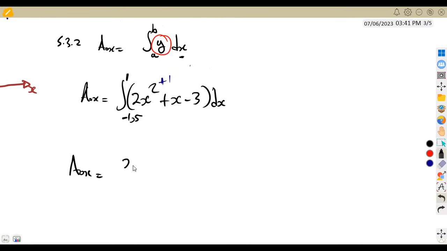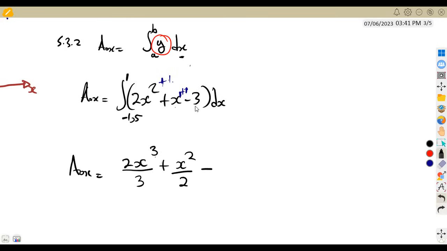So this is going to give us 2x to the exponent of 2 plus 1, which is 3. We divide by that exponent, which is 3. Then we move on to x, we add 1. So this is already 1 here. X to the x is just x to the exponent of 1. So the moment we add this one, this will be a 2. So we are going to remain with x squared over the new exponent, which is 2. So it's over 2. Then we've got minus 3x.